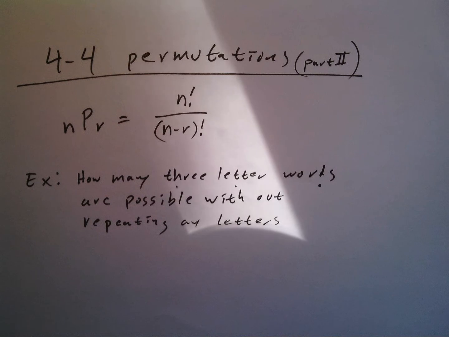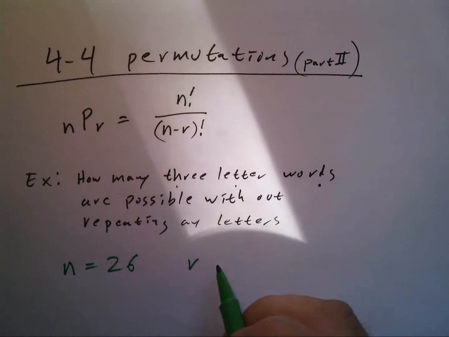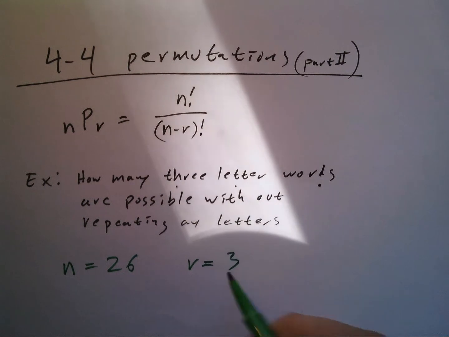All right. So n from this example is going to be how many letters to start with. Well, how many letters do we have? Well, in English, we have 26. R is going to be how many we're picking, how many events you have happening. We're going to be permuting three of them. So R is equal to 3.